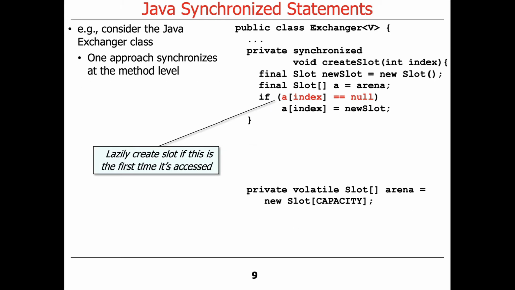So the problem here is that this will be synchronized for the entirety of this particular method, but we don't need it to be synchronized for the entirety of that method. We only have to have it synchronized when we're going to check something and update it. By the way, this is also lazily creating the slot if it's the first time it's accessed.